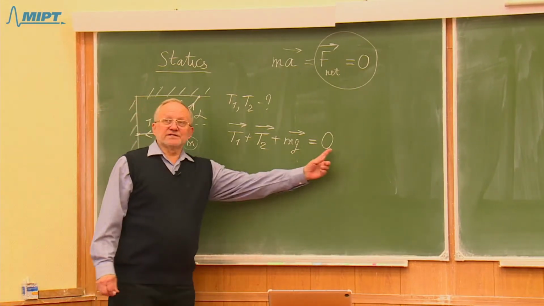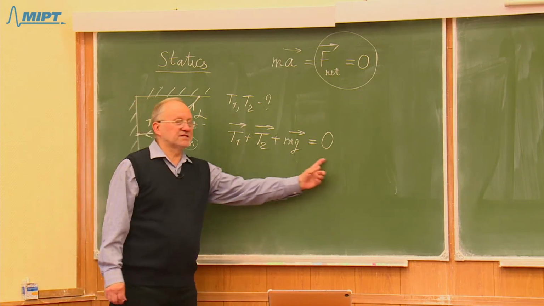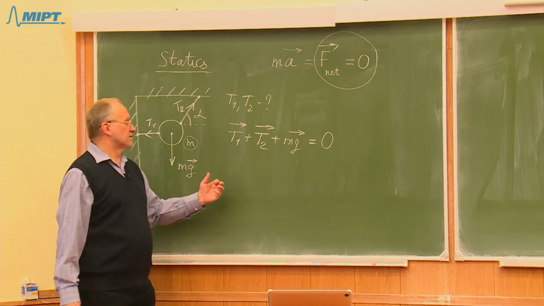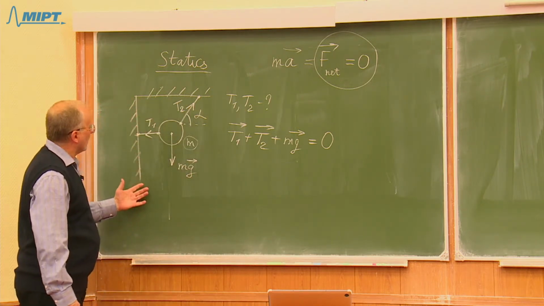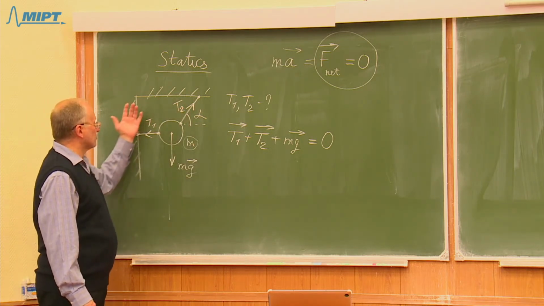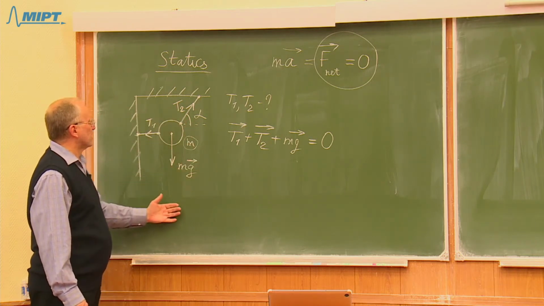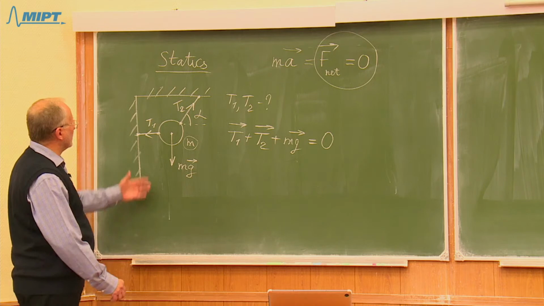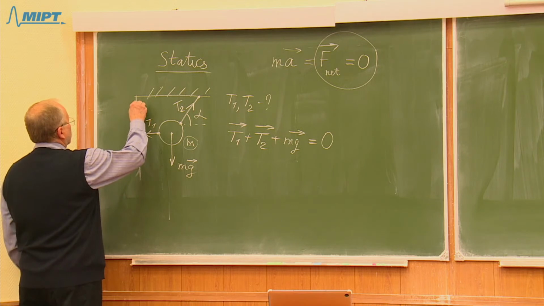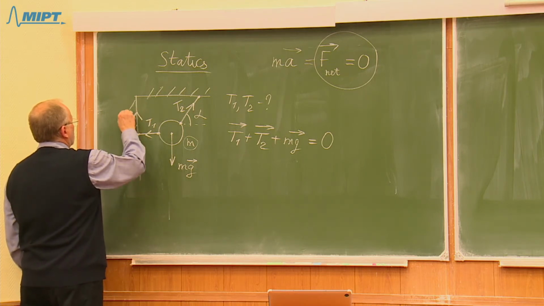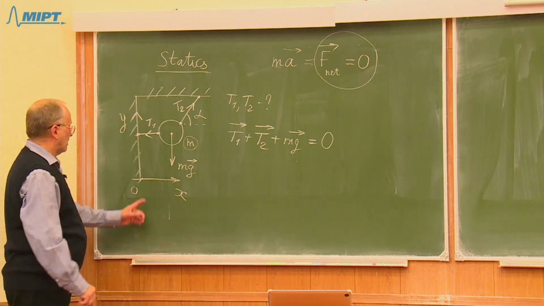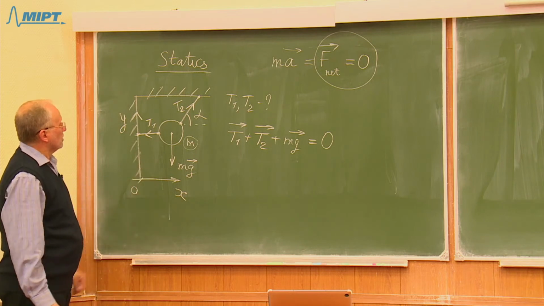In order to solve the vector equation, we must consider projections of this vector equation on axes. As the problem is flat, all vectors belong to the same flat surface, then we may introduce just two coordinate axes, for example, axis y and axis x. And this is the origin of coordinate system.